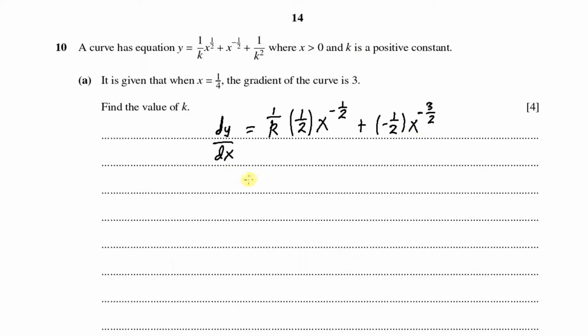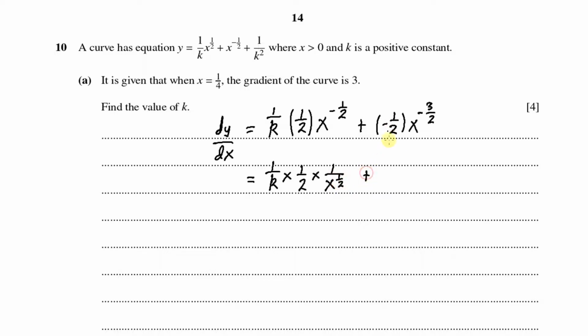So let's simplify this a bit. So here we're saying we've got 1 over k of 1 over 2 of x power minus half, which is 1 over x to the power of a half.